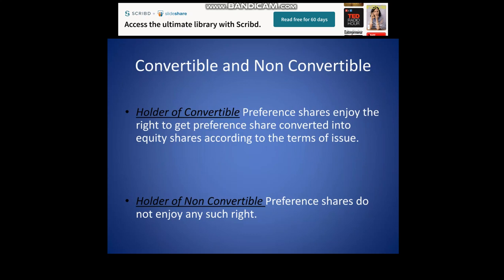Convertible and non-convertible. Holders of convertible preference shares enjoy the right to get preference shares converted into equity shares according to the terms of issue. Holders of non-convertible preference shares do not enjoy any such right.